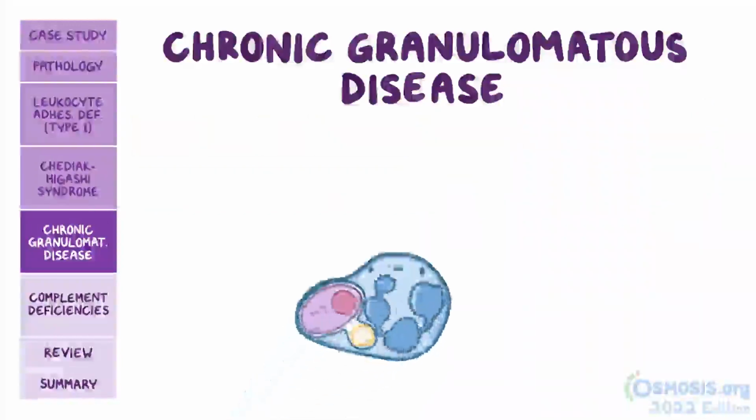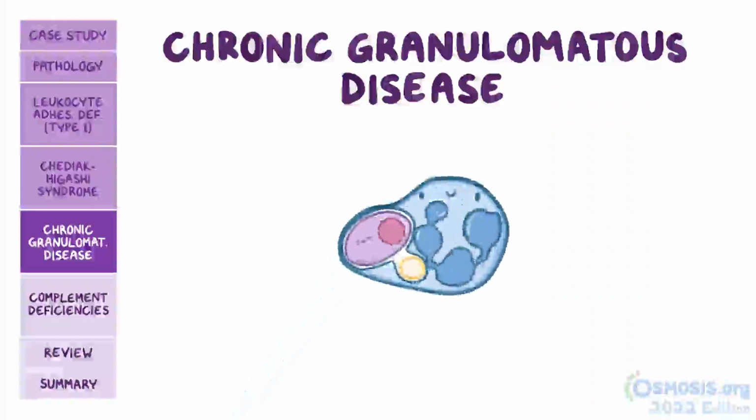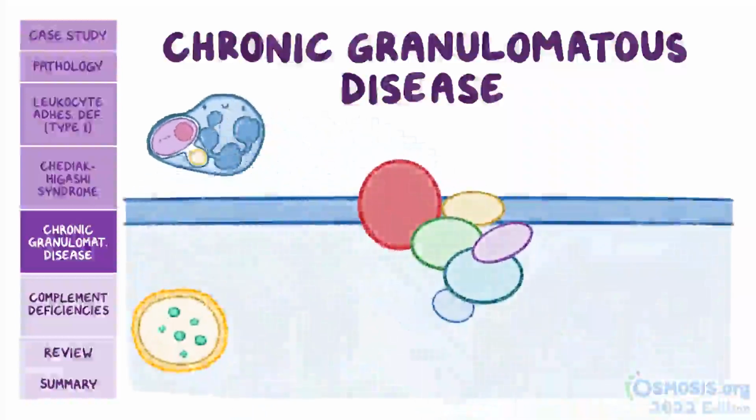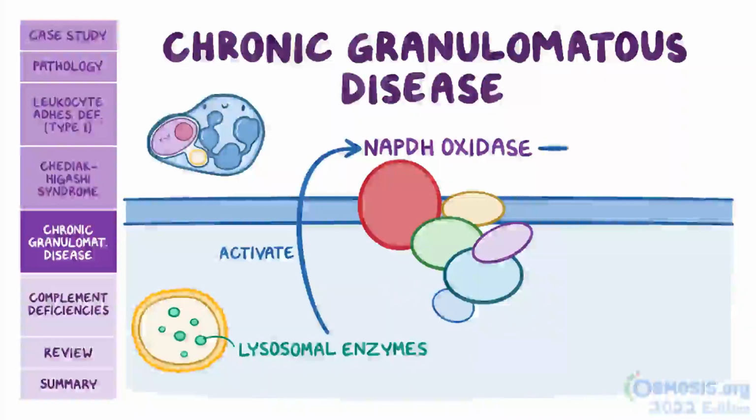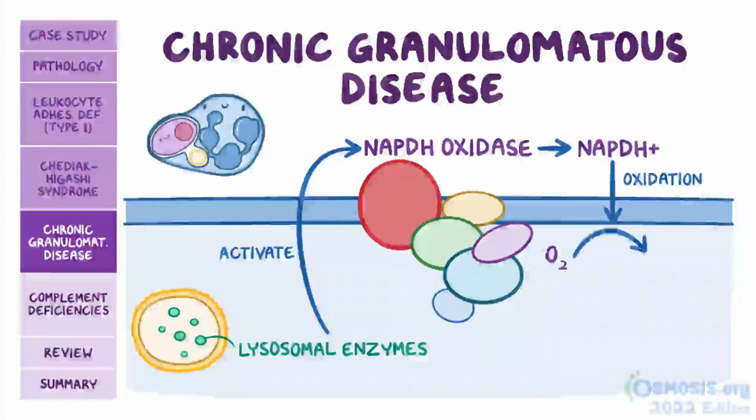Remember the phagolysosome? Great! So if we zoom into its membrane, we'll find this enzyme complex called NADPH oxidase. And inside the phagolysosome, we have the lysosomal enzymes that can destroy a pathogen. The lysosomal enzymes also activate NADPH oxidase, which causes NADPH to undergo oxidation and lose 2 electrons. Nearby oxygen molecules can grab these electrons to form superoxide ions, or O2- ions.